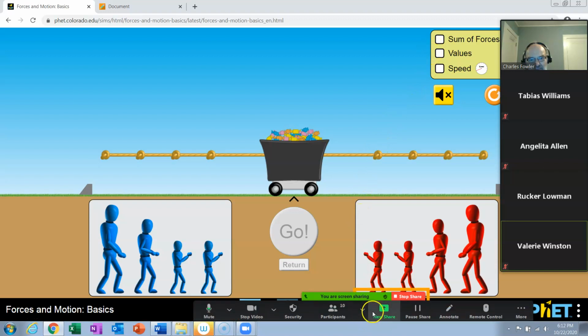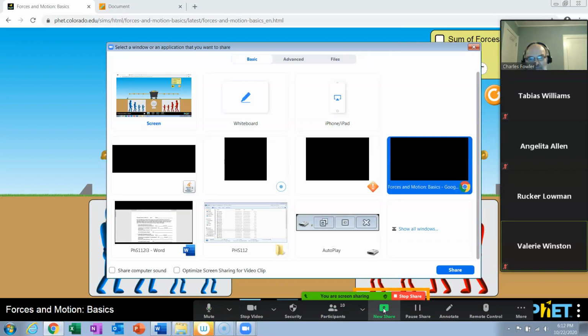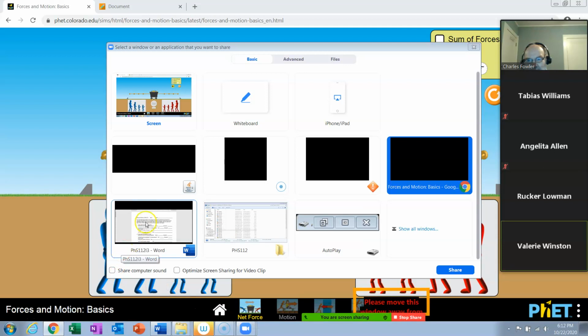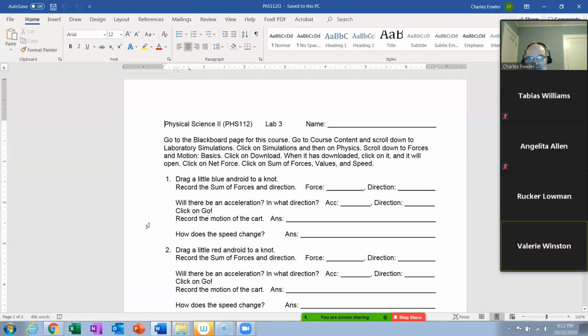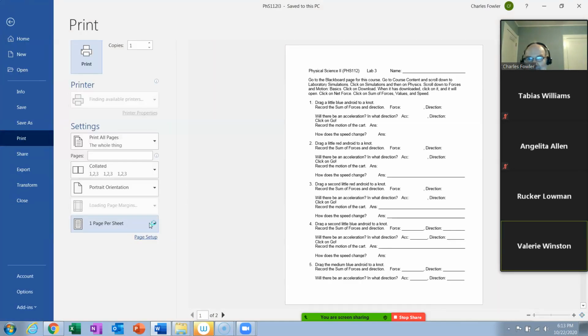Okay, let me go to my lab. In fact, I may go on and print this. Control P, I think it is. Let's see if that will print.